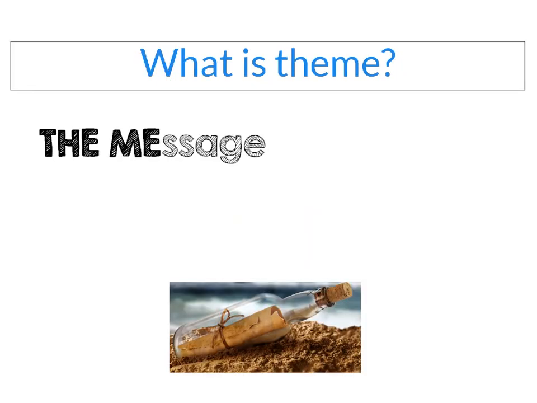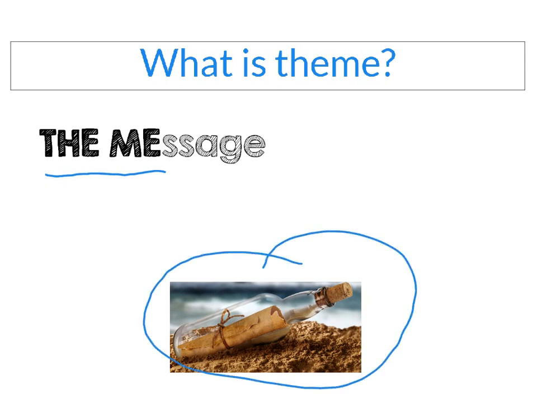First, we need to start by understanding what is theme. I like to think of theme as the message. Theme is the message that the author wants to get across to us, the reader. So I like to think of it as this little message in a bottle idea. But instead of the message being in a bottle, it's in the story that we're reading.